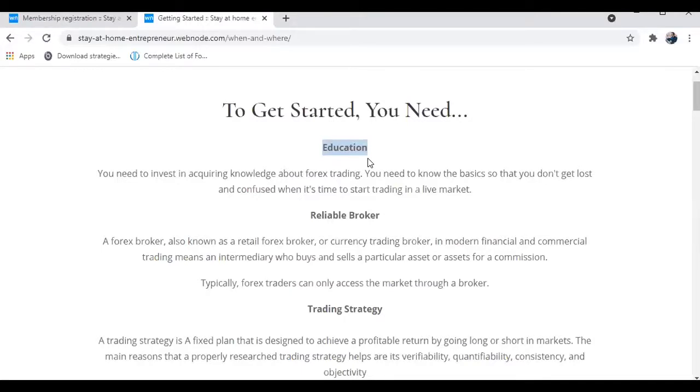That's the first step. That's where I started. I started with the Babypips PDF book to understand the basic concepts of Forex trading.